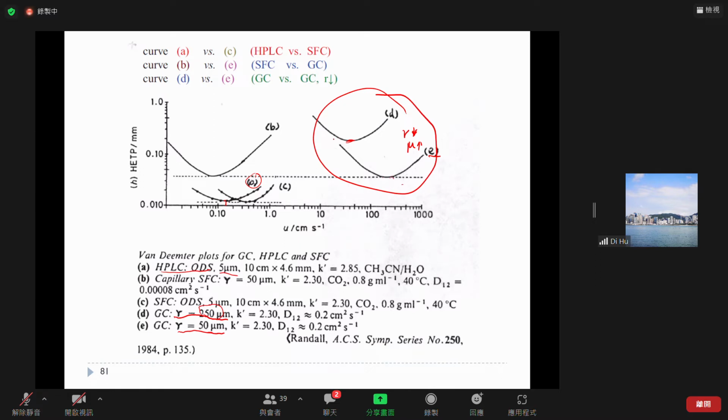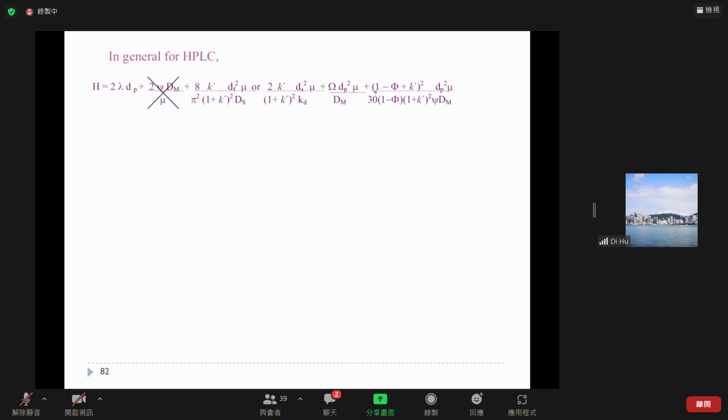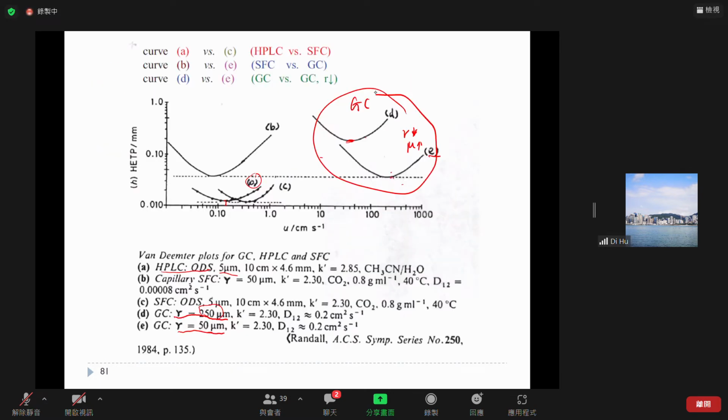Another idea to show with this one is that, because of the second term, the B term can be lowered in HPLC. That's why the theoretical effective plate height of HPLC is much smaller than that of GC. So here is GC. Oops. So here is the HPLC.